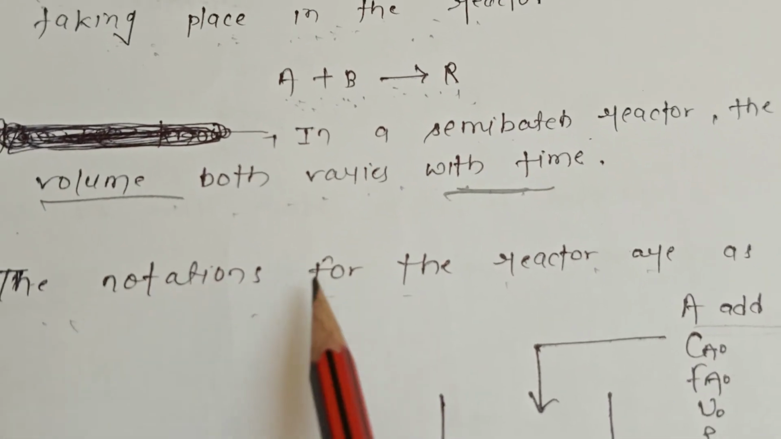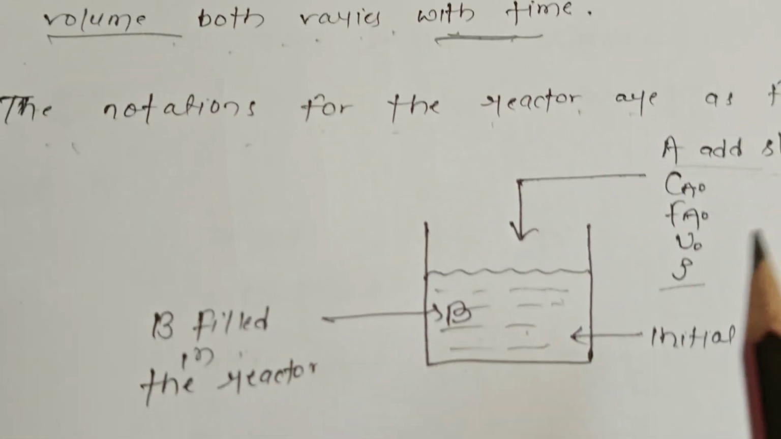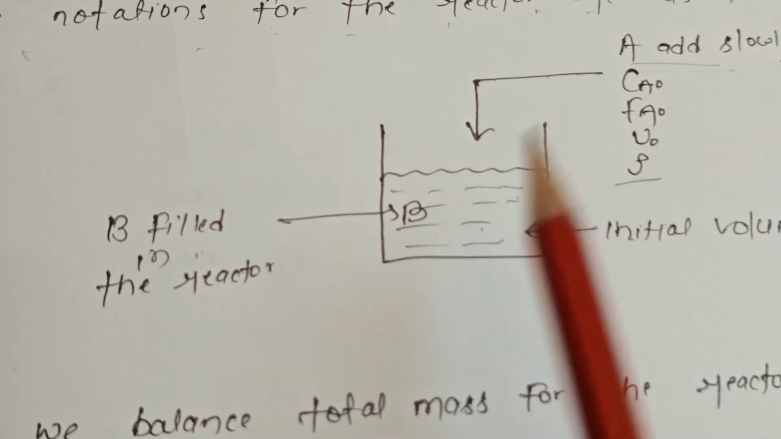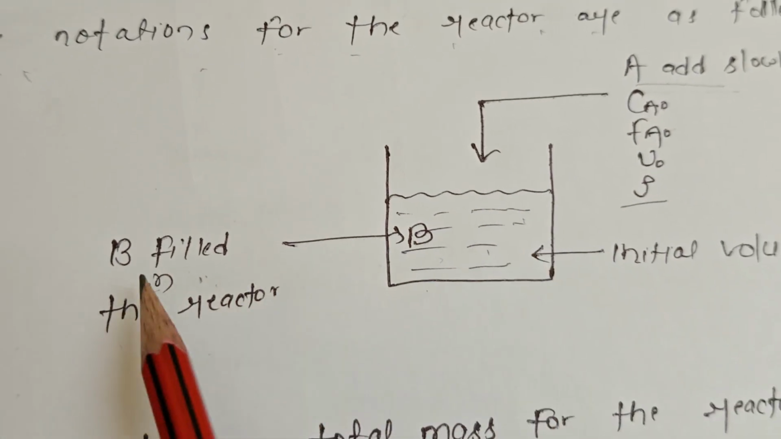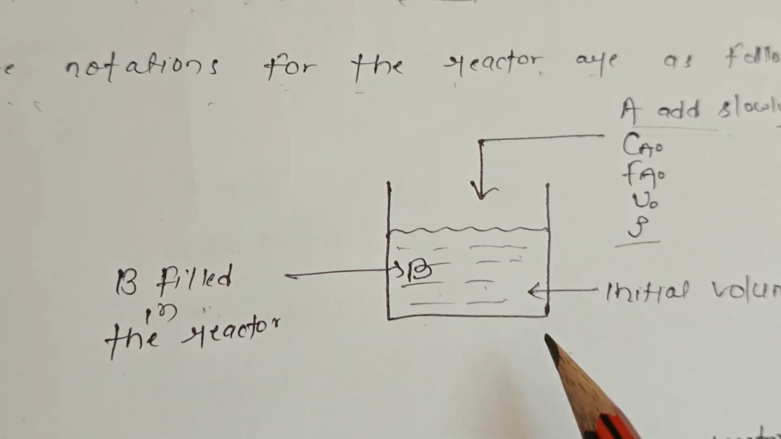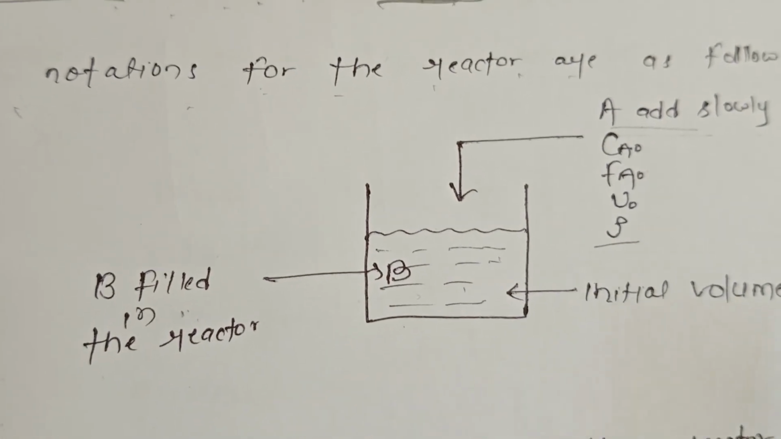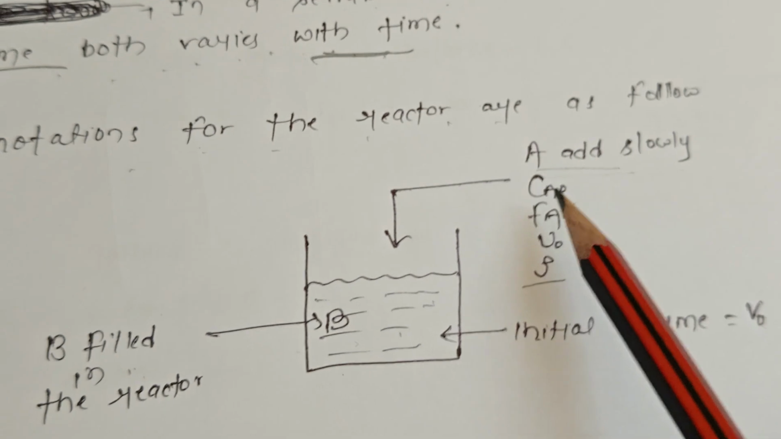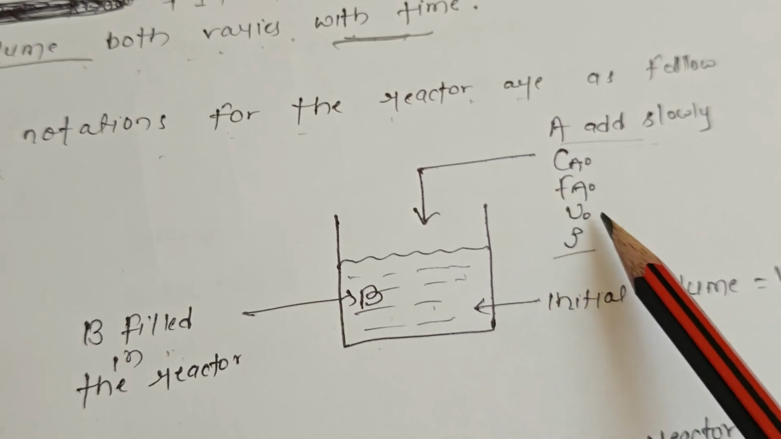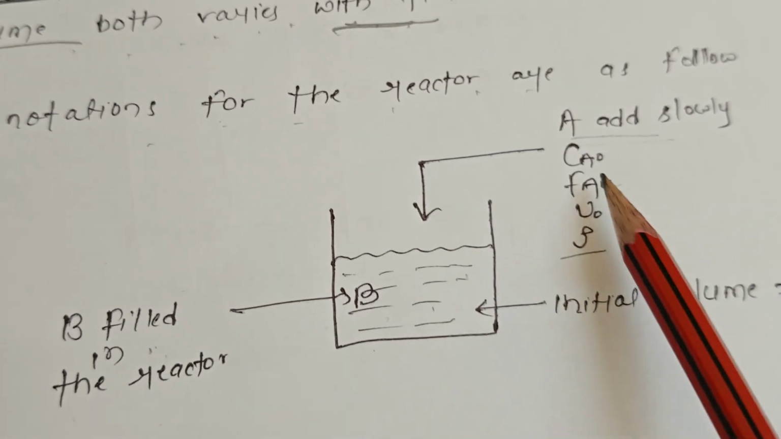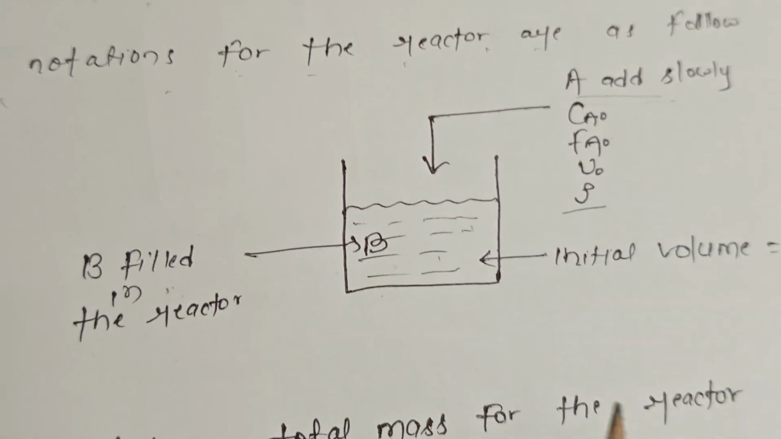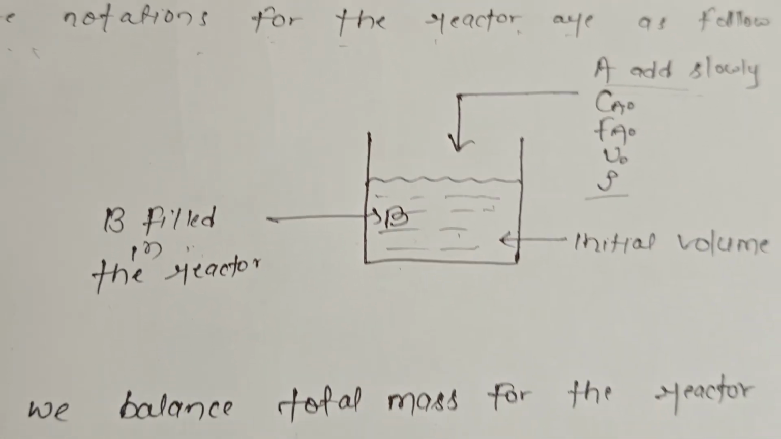The notations for the reactor are as follows. Here we can see in the semi-batch reactor B is already filled and the amount of B is V naught, and A is added slowly with the volumetric flow rate v naught and initial concentration C_A naught. Now we make the balances.